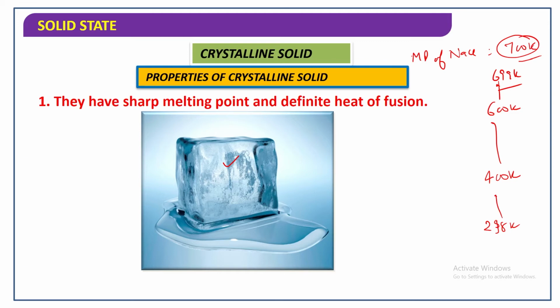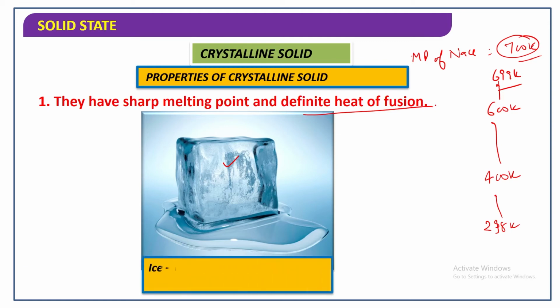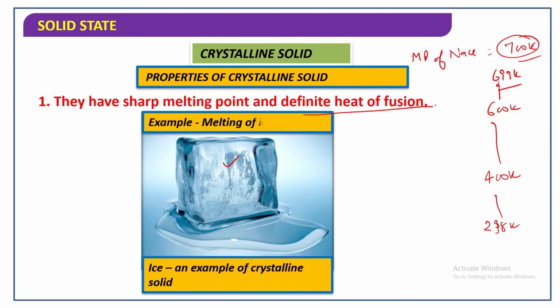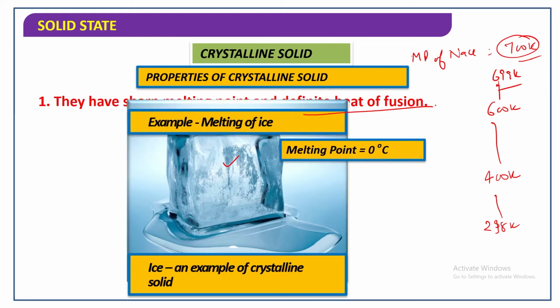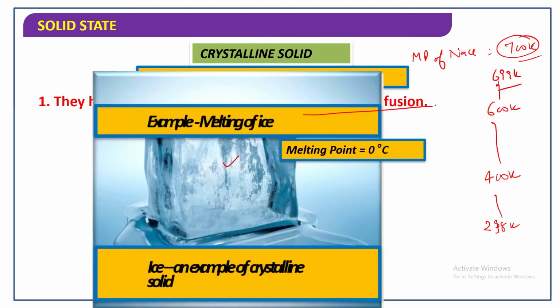And definite heat of fusion means the energy required for melting at the same temperature. So the melting point of water is 0 degrees Celsius. It will melt at 0 degrees Celsius. Before that, it will not melt. Even at -1, nothing will happen.